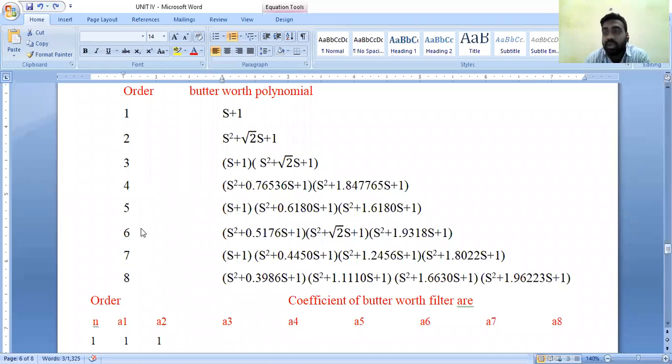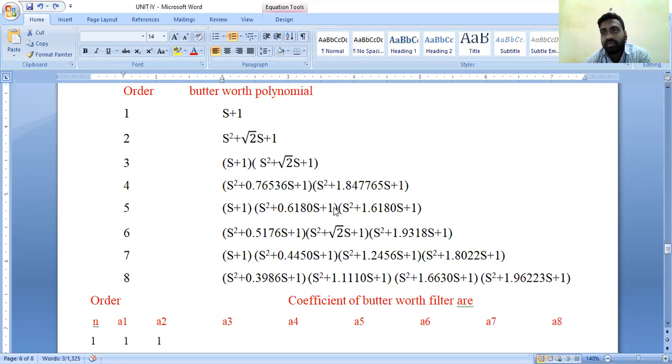either it is an odd order Butterworth polynomial or it may be an even order Butterworth polynomial, we can clearly identify a similarity in the term. Similarity in the sense, see here, if it is an odd order Butterworth polynomial, we are having a term of coefficient s plus 1. After the term of s plus 1, we are having a quadratic expression. If we see the even order, that means second order, fourth order, sixth order and eighth order, the initial term is represented with respect to a quadratic polynomial, and later we represented with respect to an additional polynomial.